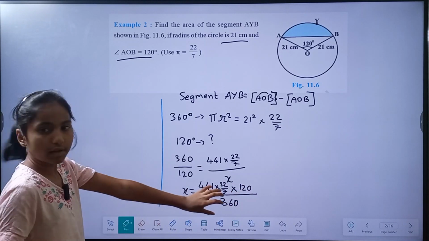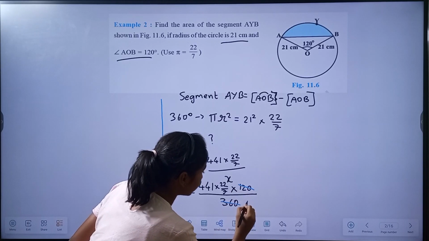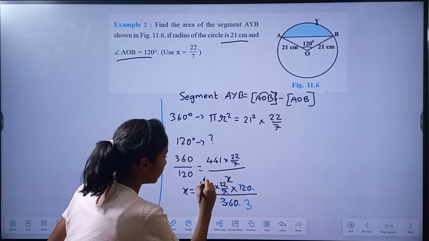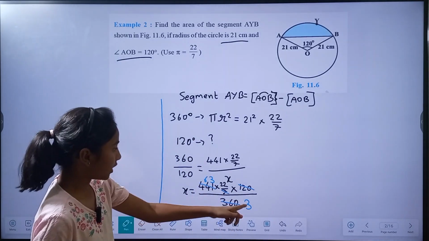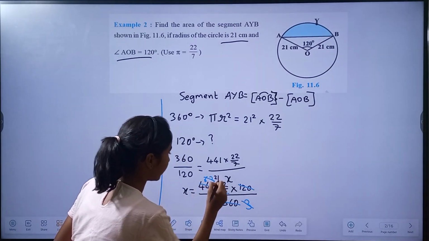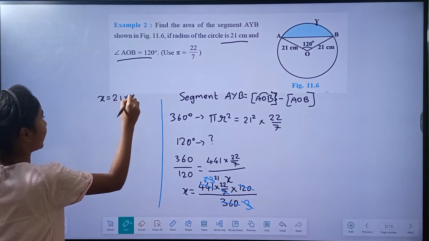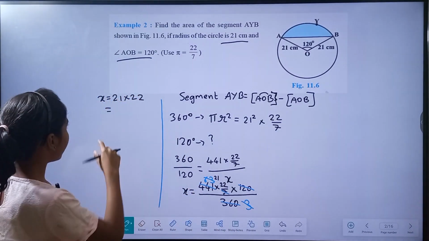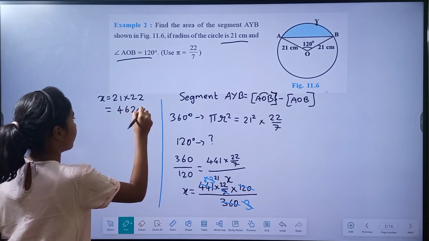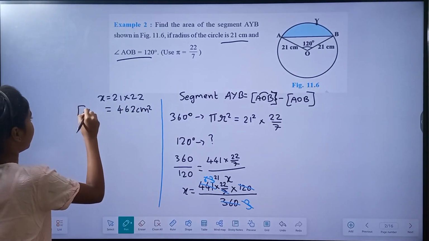360. So this is the sector area. We can cancel over here 1, and this one is 3. This one we can cancel with 441, 63. And 3, 63, this one will be 21. So the final x equals 21 into 22, which is 462 centimeter square. This is the area of sector AOB.